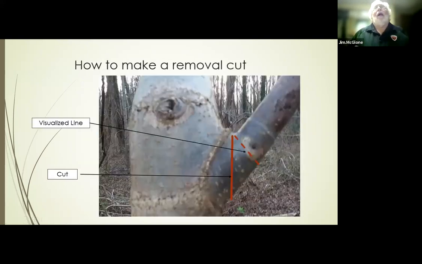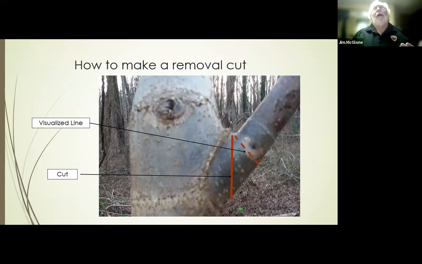Now, in your book and in your training, you probably learned the Shigo method of doing removal cuts. In that, it's very similar to doing that reduction cut. You have your branch bark ridge, you visualize the line that is perpendicular to the axis of growth, and then you bisect the angle between the visualized line and the branch bark ridge. And the cut goes through here, and that preserves the branch collar.